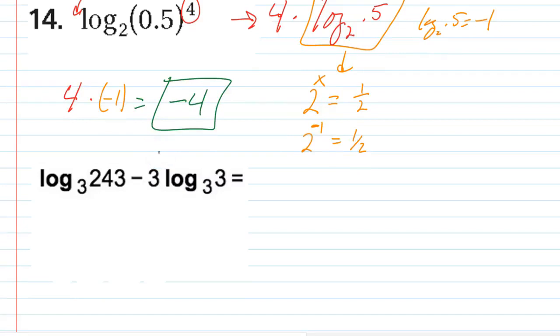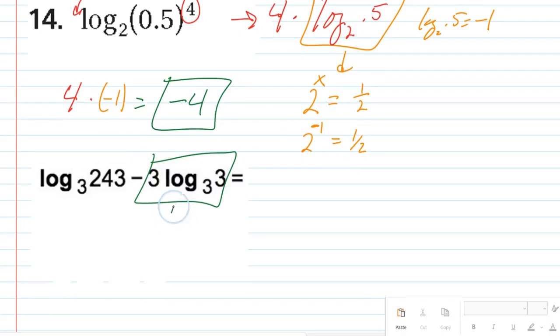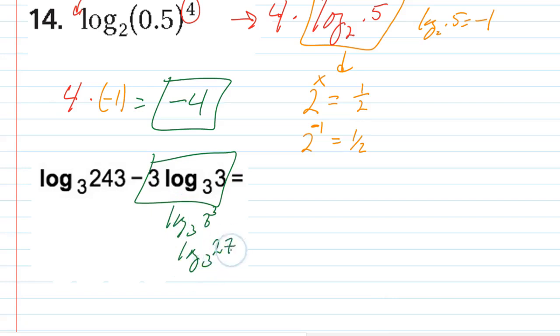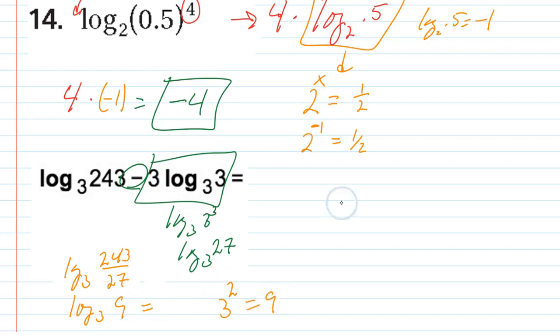Here's another subtraction problem. Now we have a couple options. We can change this log to log base 3 of 3 cubed, and that would be log base 3 of 27. Subtraction tells us to divide, and so what that would give us is log base 3 of 243 divided by 27. Well, 243 divided by 27 is 9. And we should know that 3 to the power of 2 is equal to 9, so our final answer there would be 2. Just that simple.